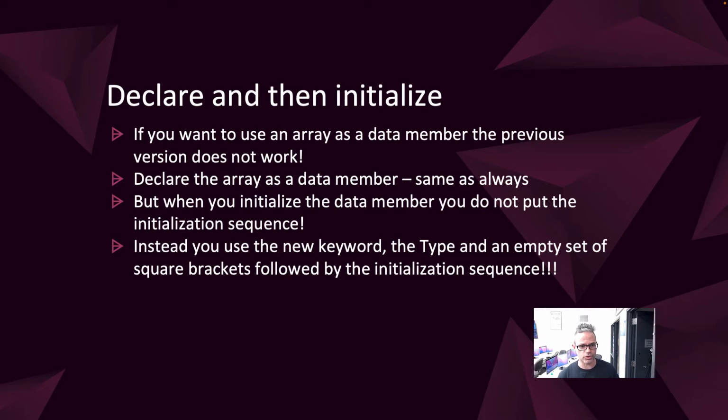And then when you initialize it, you don't put the initialization sequence alone. Instead, you're going to use the new keyword, and then the type, and then square brackets saying it's a new array of that type. And then after that, you do the curly braces and the commas separating the values. So it's a kind of similar approach, just a little bit more involved. So let's take a look at how it actually works with code right here.